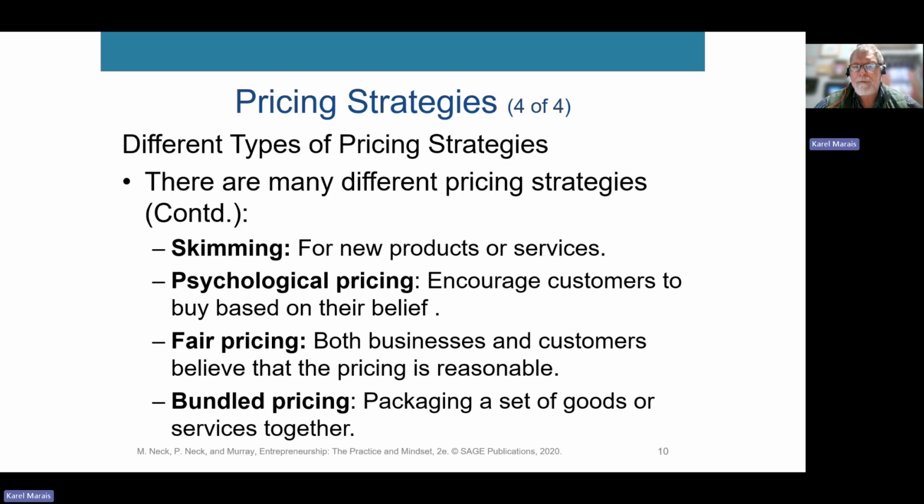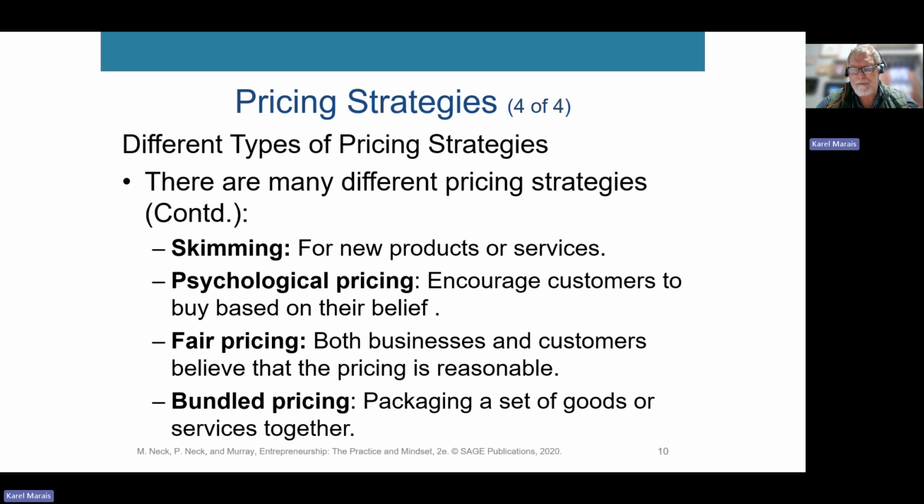Fair pricing, where you say, having done my financial homework, what do I as an entrepreneur think my product or service is fairly priced at? And what do my customers think is a fair price? And I charge that price. So my customers are happy. They're getting a good price for the product. I'm happy because I'm making enough profit on the product. And both parties walk away and everybody's happy.